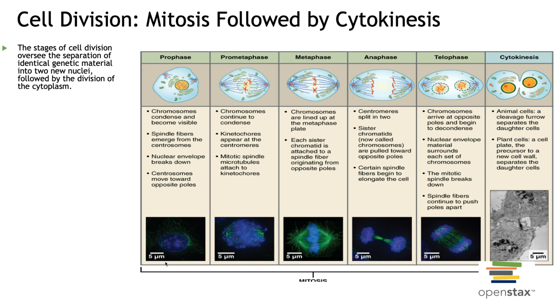So in addition to knowing what happens, for example, in anaphase, the centromeres are going to split in two. Sister chromatids, which are now called chromosomes, are pulled apart towards opposite poles or opposite ends of the cell. And then the spindle fibers begin to elongate in the cell, meaning that they stretch out and connect. So in addition to knowing that, you're also going to need to be able to recognize that this is what that looks like in comparison to, say, prophase here.